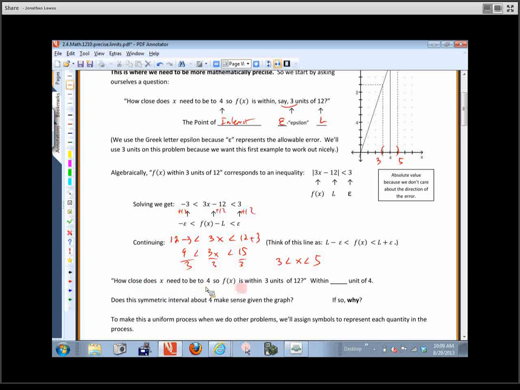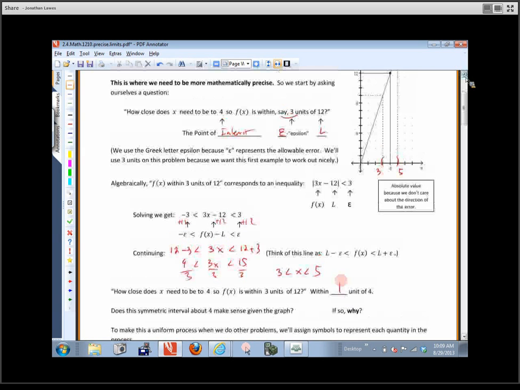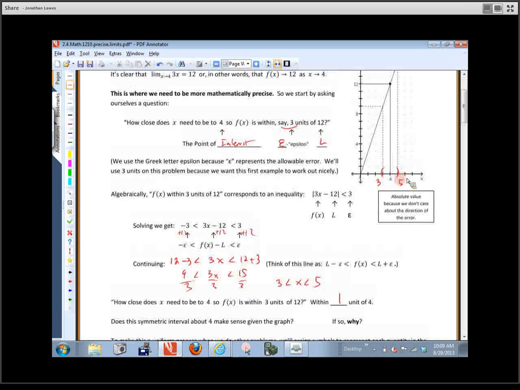So f of x is within 3 units of 12. Well, you're allowed to go either direction, but how far can you go in either direction? 1 unit. Okay, this is a symmetric interval around 4, so you can go 1 unit in either direction. So it's a symmetric interval around the point of interest. I can go 1 unit in either direction.